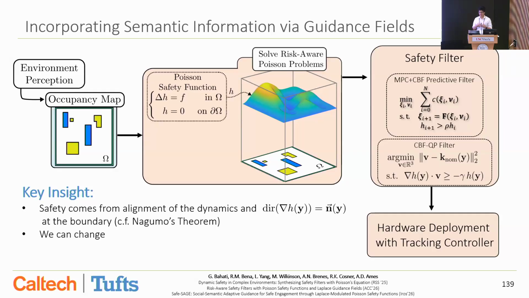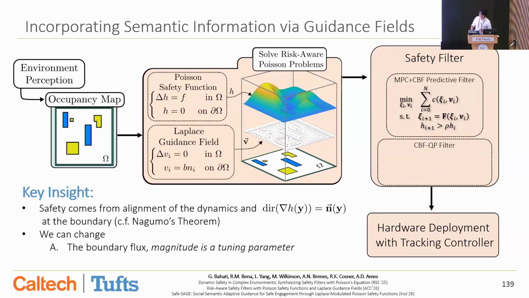And so we can use that to modulate what safety means and how we're enforcing it on the interior of our safe set. We can change the boundary flux and the magnitude of the gradients along the interior of our set. So on this we can change the magnitude at the boundary and adjust where our filter gets enforced.